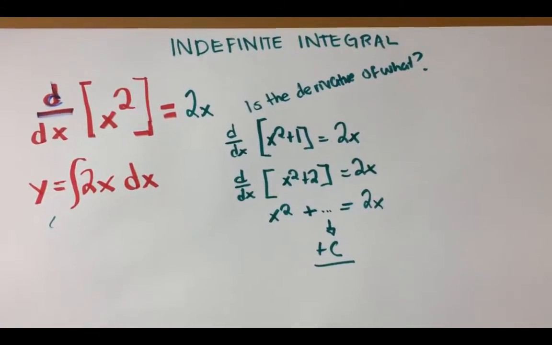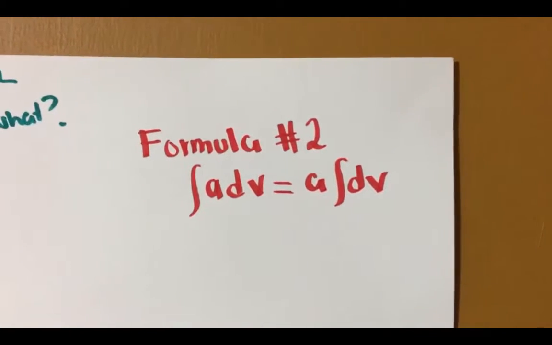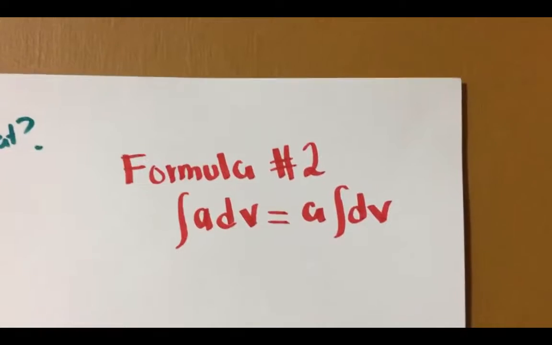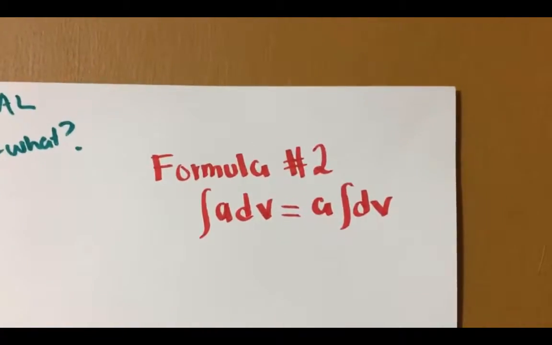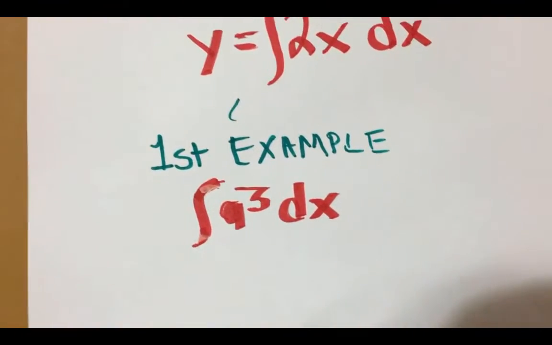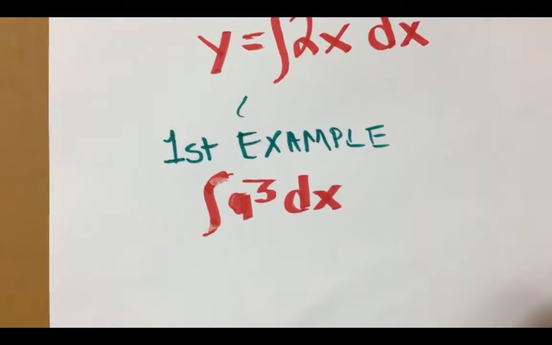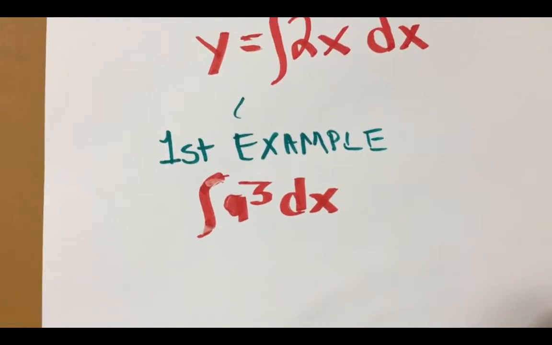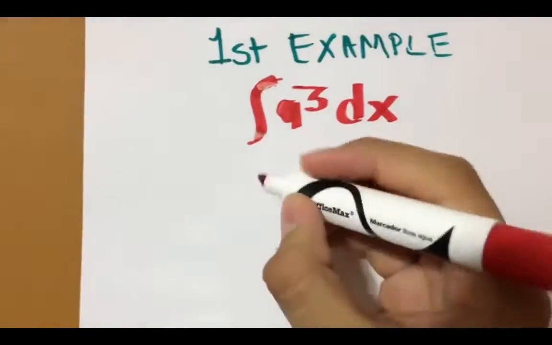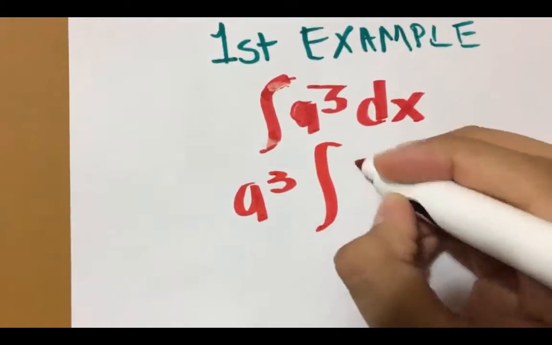Now that you know all the basics, let's go ahead and use formula number 2. Formula number 2 states the integral of a dv equals a times the integral of dv. So here we have the first example: the integral of a cubic dx. The first step is to move the a. In this case a is a cubic. So it'll be a cubic times the integral of dx.